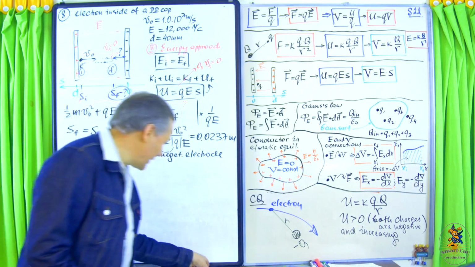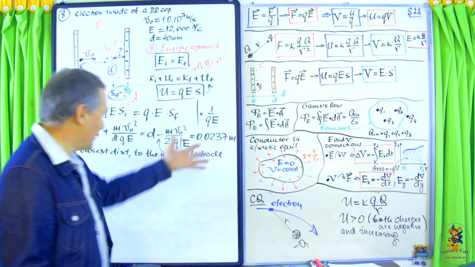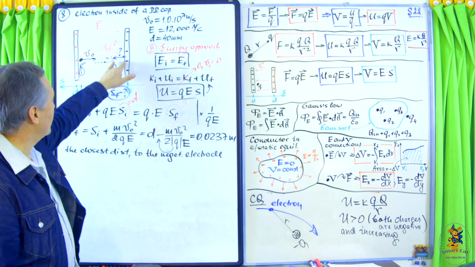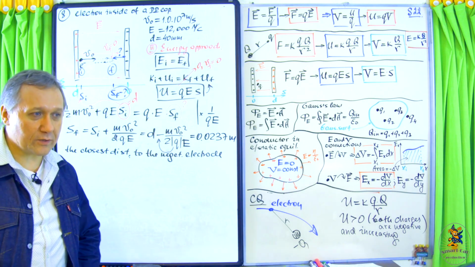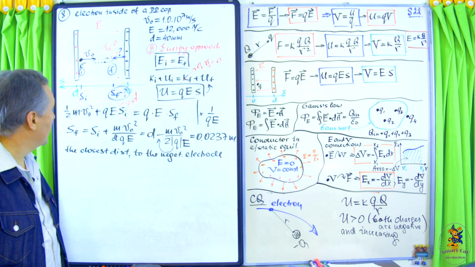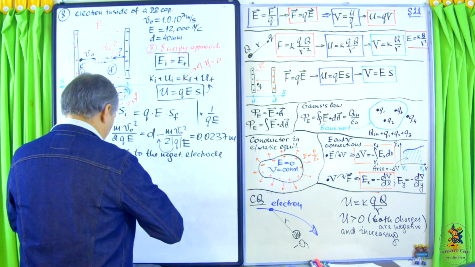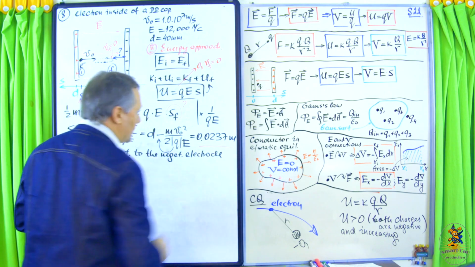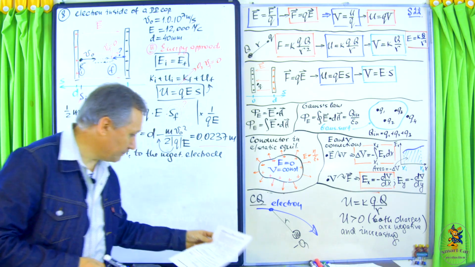I was just looking sometimes at the force approach, sometimes the energy approach, and sometimes got confused. No, that's the correct answer. So that's what we wanted to know, and that's what SF is, right? The closest distance to the negative electrode. So that's the solution to this problem, right? Using the energy approach.